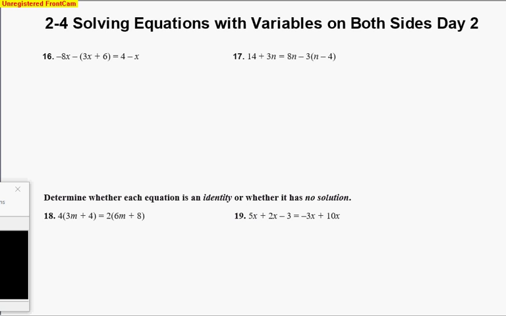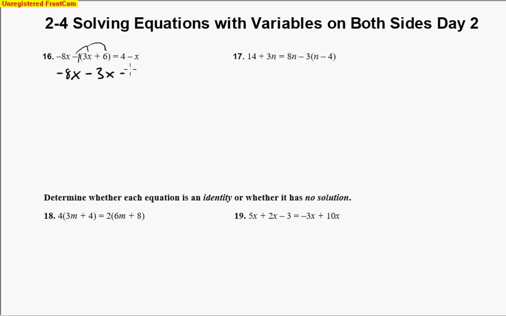This is the tutorial for Chapter 2, Section 4, titled Solving Equations with Variables on Both Sides. And so here we're solving for x. Whenever you see the minus sign right in front of the parentheses, think of this as -1, and you're distributing -1 over both of the terms. So I've got -8x minus 3x minus 6 equals 4 minus x.